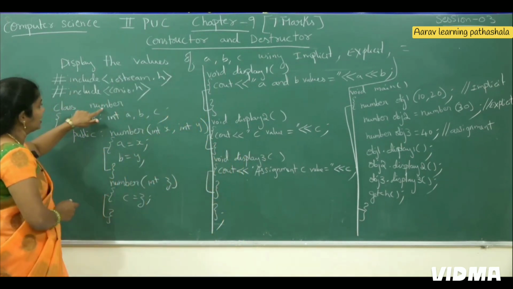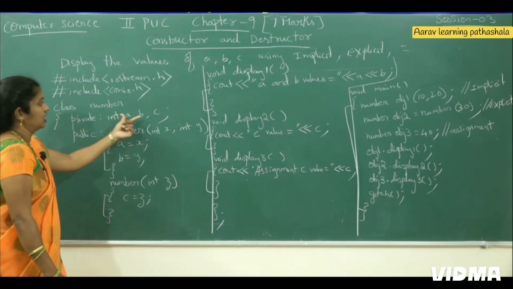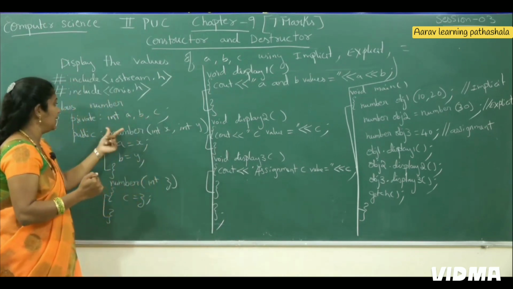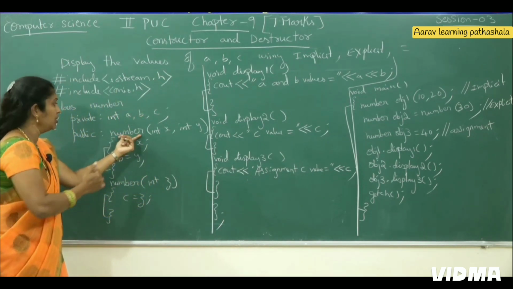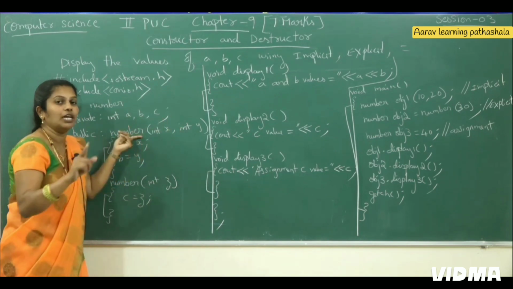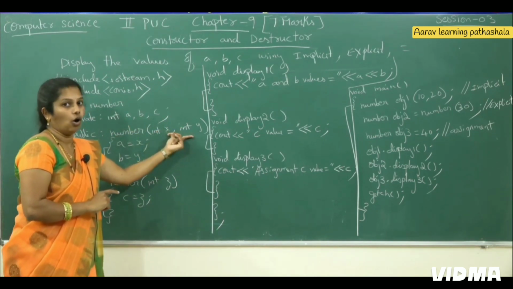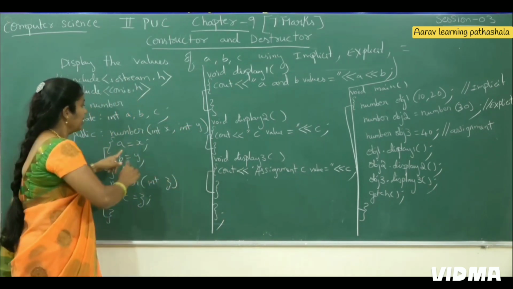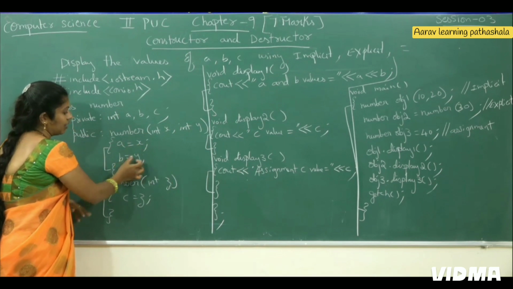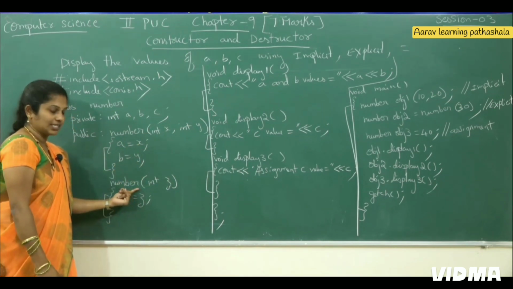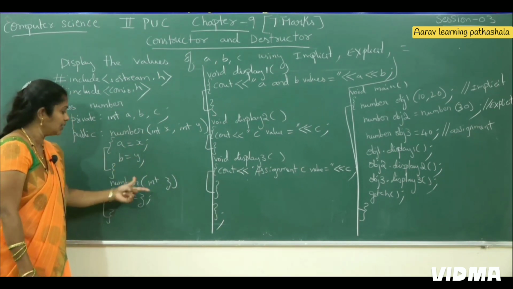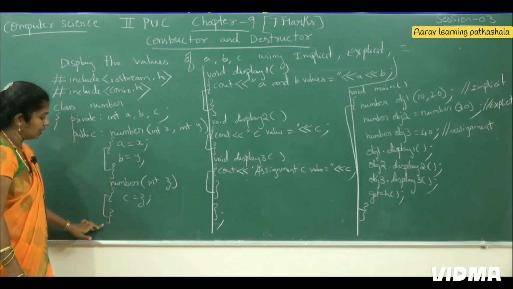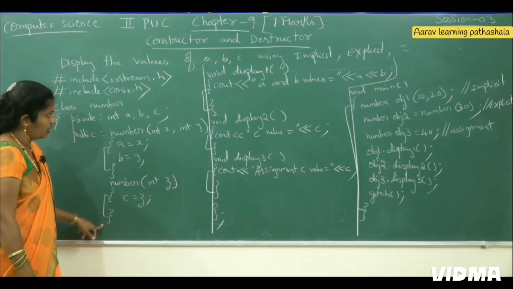See the program. Here the class name we have given as number. In the private section we are declaring the values A, B, C because I want to display the values A, B, C. This is the first constructor function, especially a parameterized constructor because it has arguments. If you don't have any arguments, then it is called a default constructor. Here we are initializing A equals X and B equals Y. This is the second constructor function, also a parameterized constructor. Int Z we have given, that is C equals Z. Here we open and here we close. The second constructor function is closed.